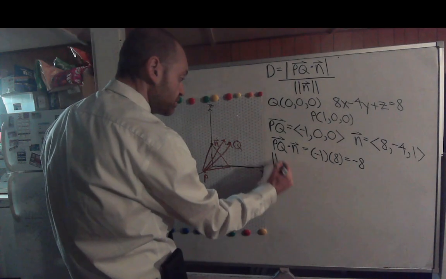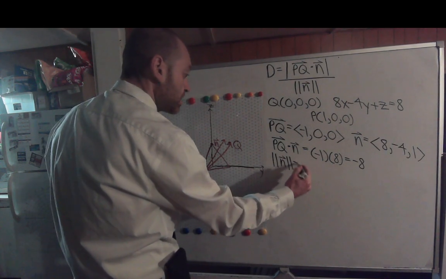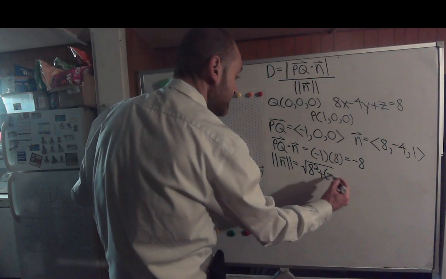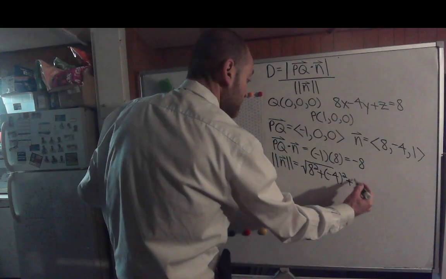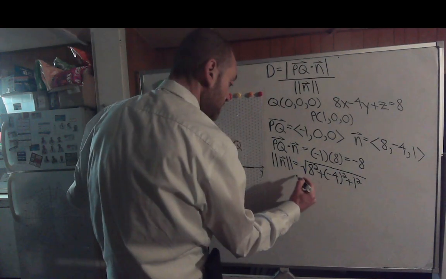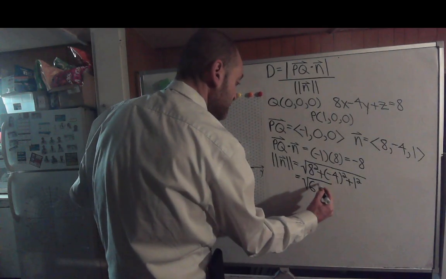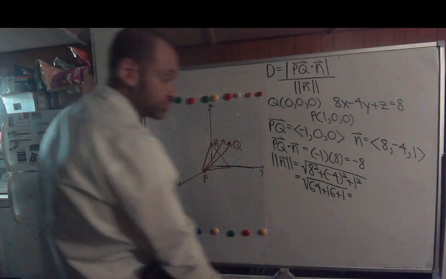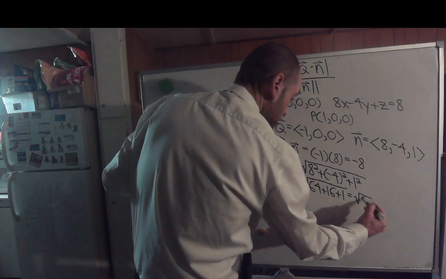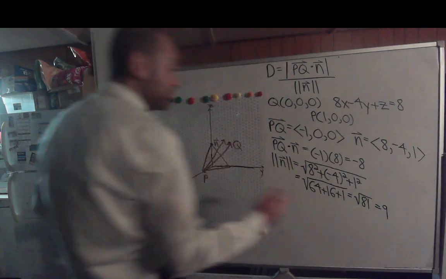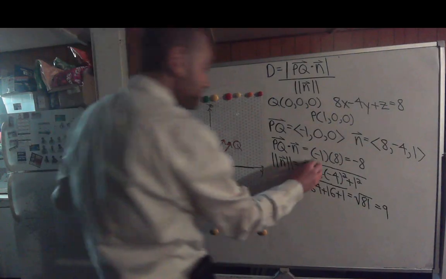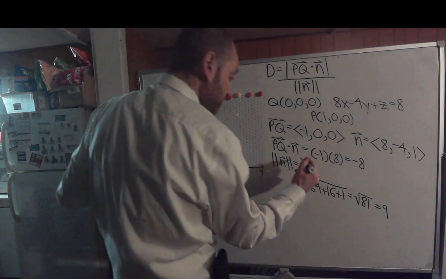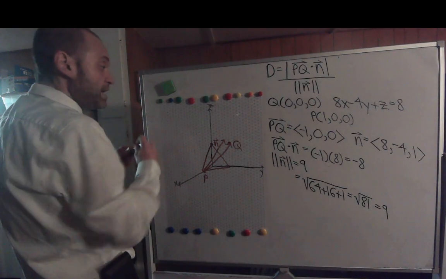And let's find the magnitude of the normal vector. Well, that's going to equal the square root of 8 squared plus negative 4 squared plus 1 squared. So that would give you the square root of 64 plus 16 plus 1. Well, that's going to end up giving you the square root of 81, which is 9. So the magnitude of that normal vector is 9. So I'm going to write that up here for room's sake. So there's the magnitude.